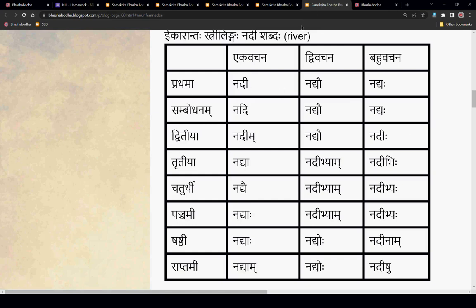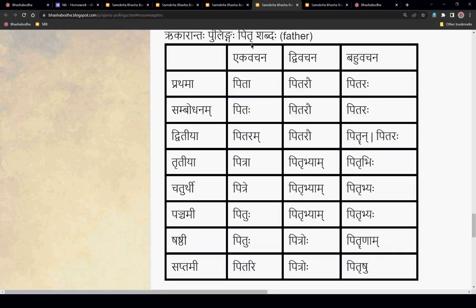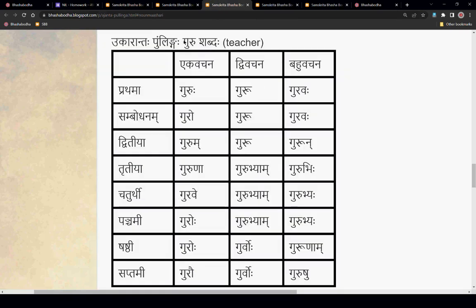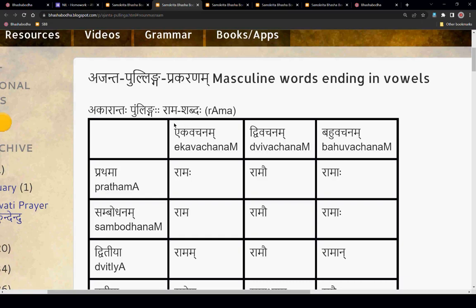Many times this happens. But if you look at this other word like pitru, prathama vibhakti is different. Here also the base word doesn't have visarga, but in prathama vibhakti ekavachanam it has a visarga. Similarly, Rama also has a visarga in prathama vibhakti ekavachana. So this is changing. But when we say what is the base word, akaranta pullinga Rama Shabda. This is how we refer to the base word.